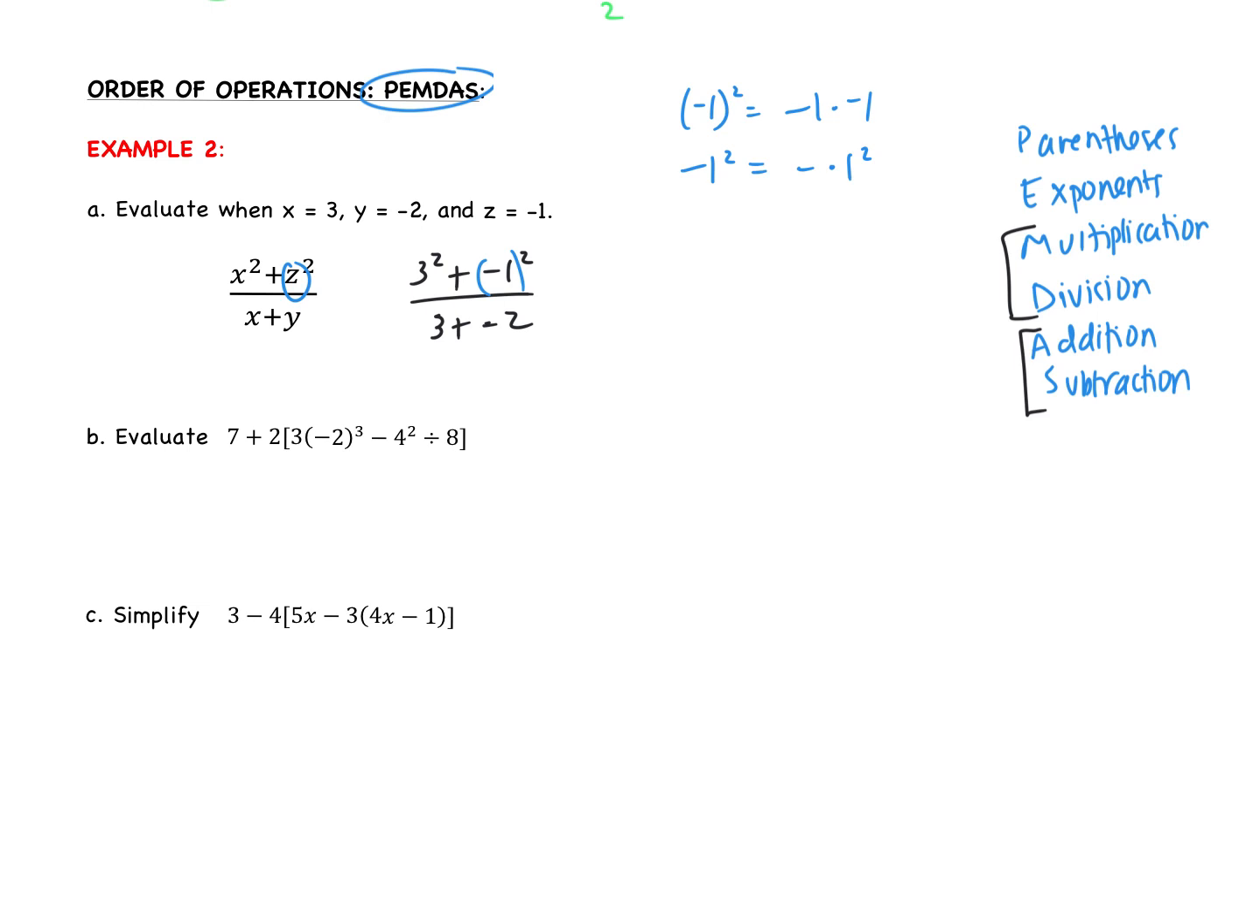Okay, so in this one, we have division, so we might think we need to do that first. In reality, what's happening when you have a fraction, do the whole numerator, whole denominator, then deal with the dividing. Okay, so in our numerator, we have some exponents. 3 squared is 9, -1 squared is 1.